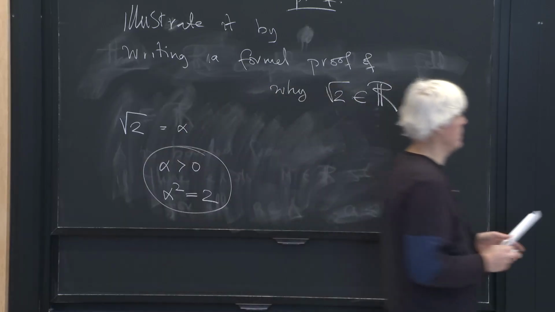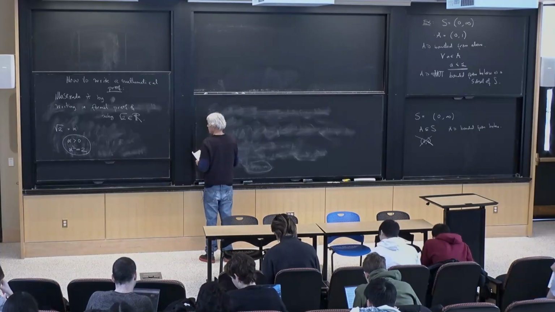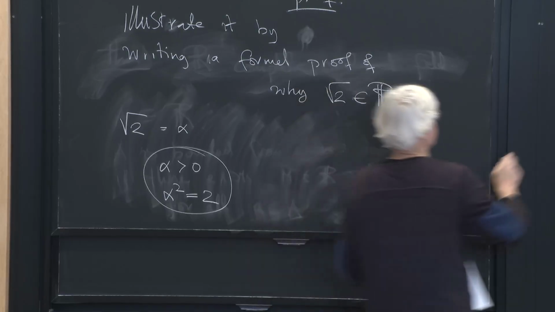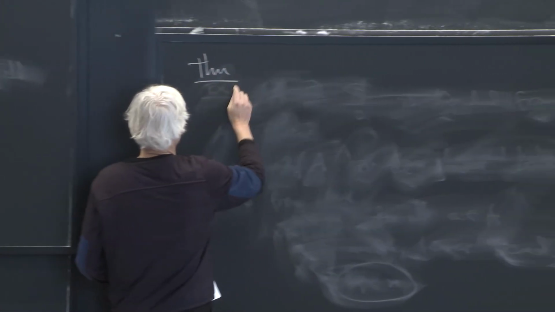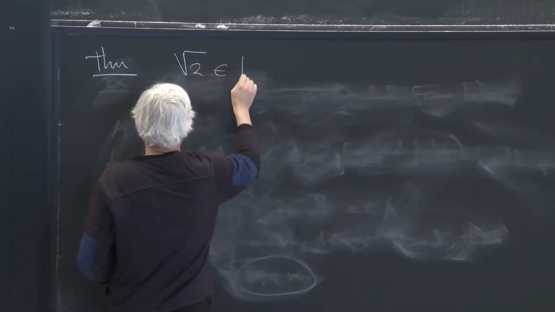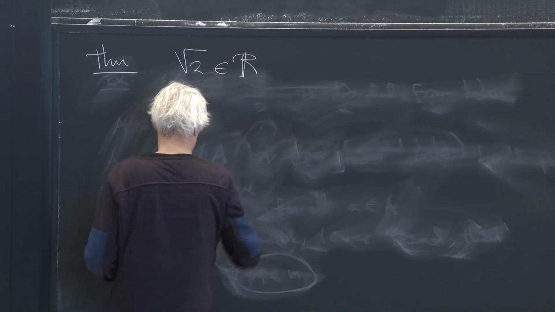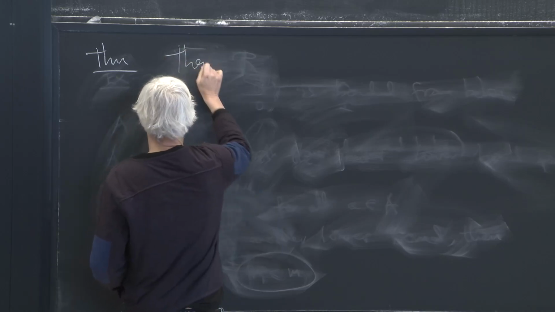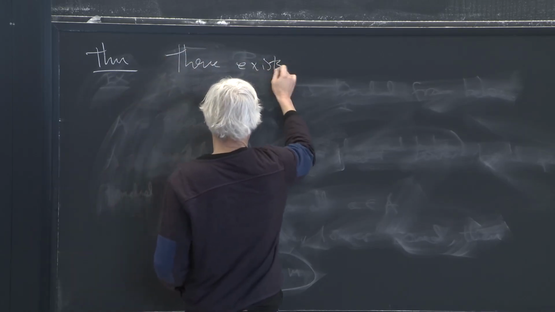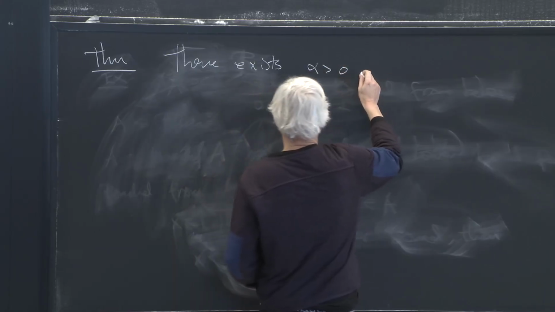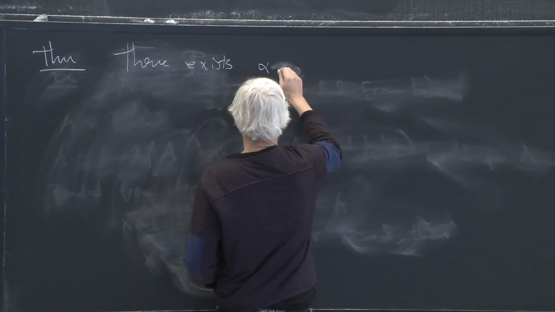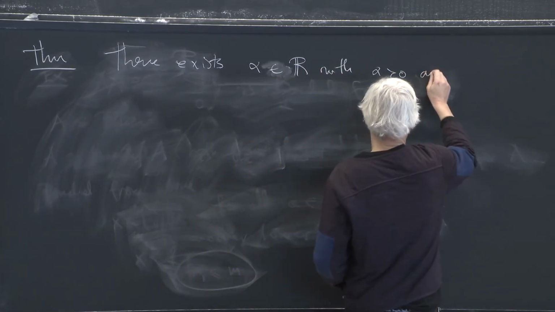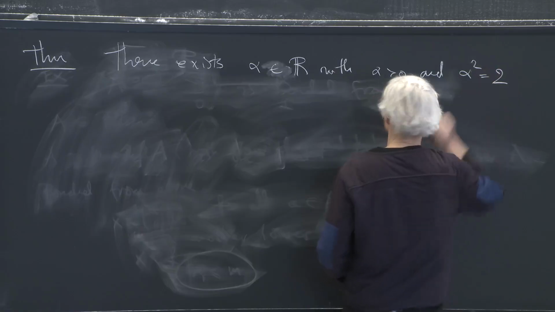Now, so we want to prove, so this is the theorem. Square root of 2 is a real number. Maybe I should write it more formally. There exists alpha in R with alpha greater than 0, and alpha squared is equal to 2.